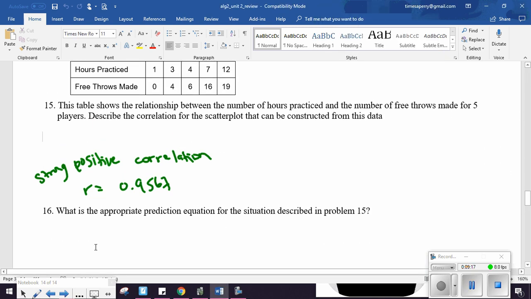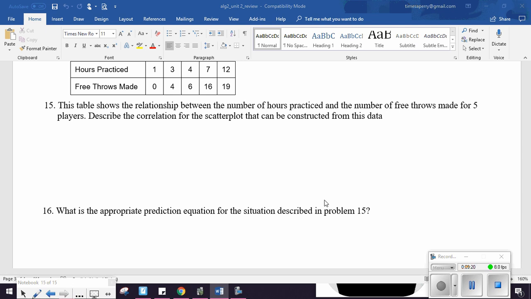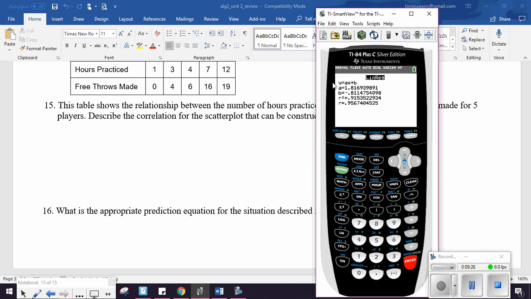Number 16 says, what is the appropriate prediction equation for the situation described in 15? So we kind of did that when we did our regression. So let's write our equation down as well. So y equals 1.82 if you round to the second decimal place properly, x minus 0.81 would be the equation that represents this data. Again, when b is negative, don't put plus negative, just simply put a minus sign.